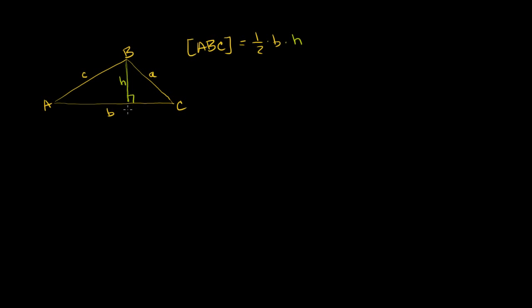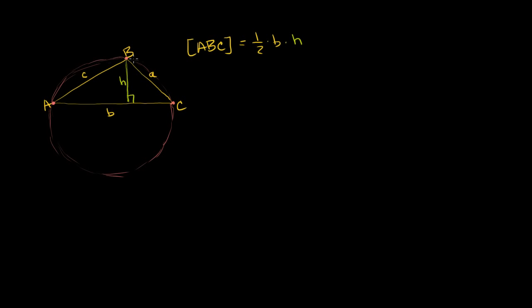Let's see if we can somehow relate some of these things, or the area, to the radius of this triangle's circumscribed circle. A circumscribed circle is a circle that passes through all of the vertices of the triangle. And every triangle has a circumscribed circle. So let me try to draw it. This is the hard part right over here. So it might look something like this. That's close enough to a circle. I think you get the general idea.